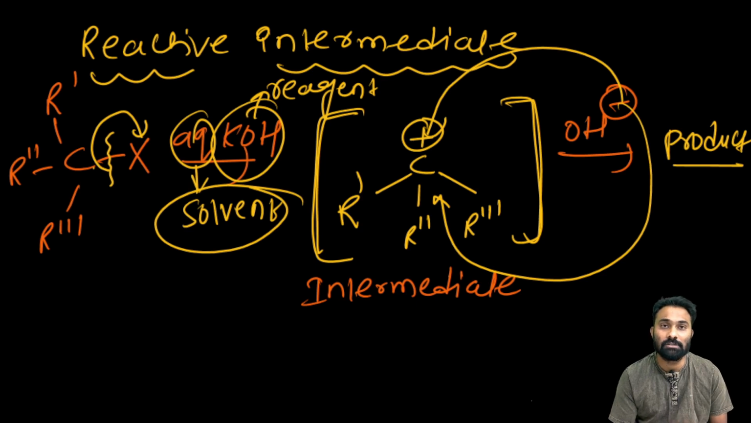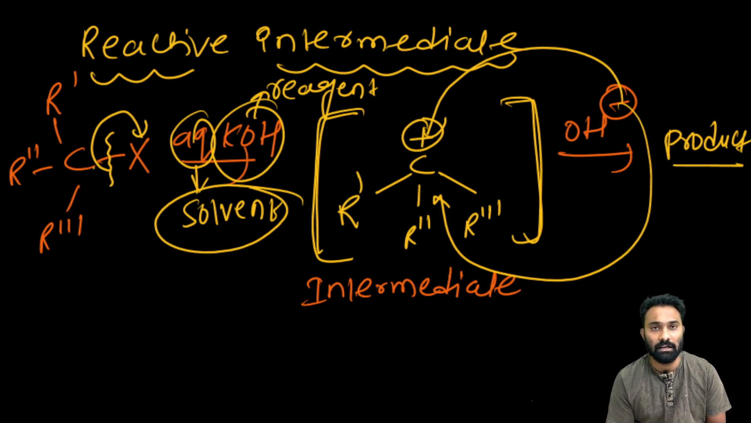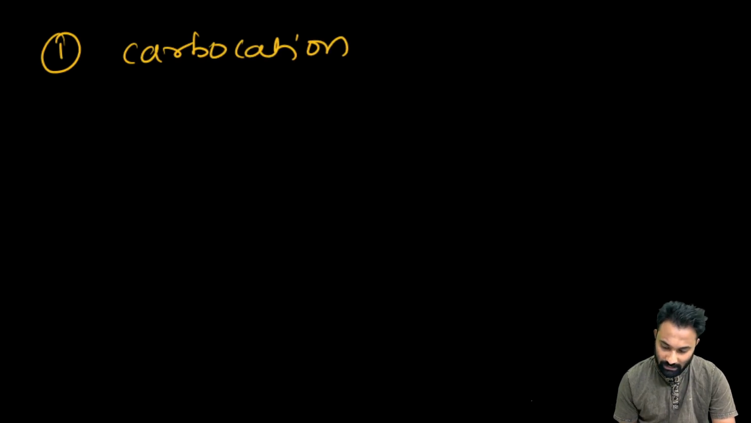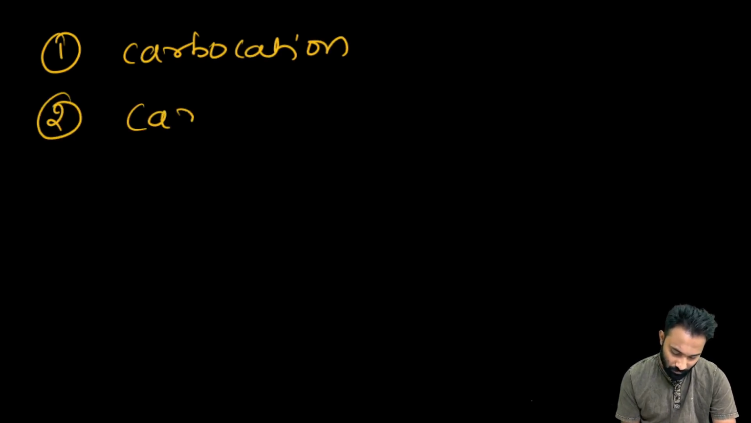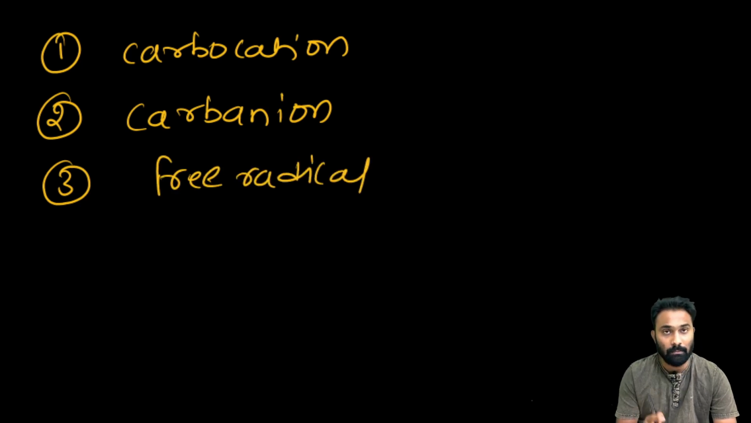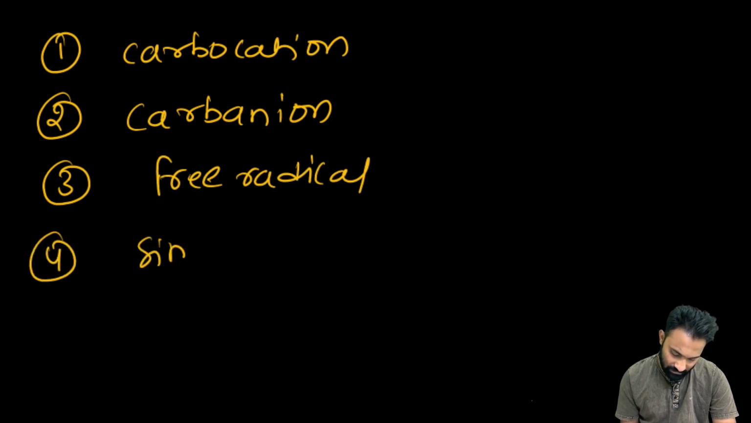Based on this only, we have different intermediates in our organic reactions. So how many types of reactive intermediates do we have? First one is carbocation. Second one is carbanion. Clear? Third one is free radical. This free radical also forms in the middle of the reaction only. Clear? Next, fourth one is singlet carbene.